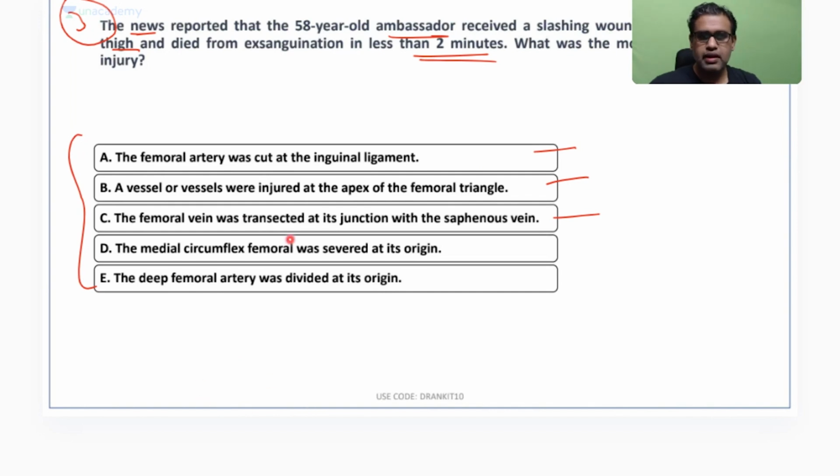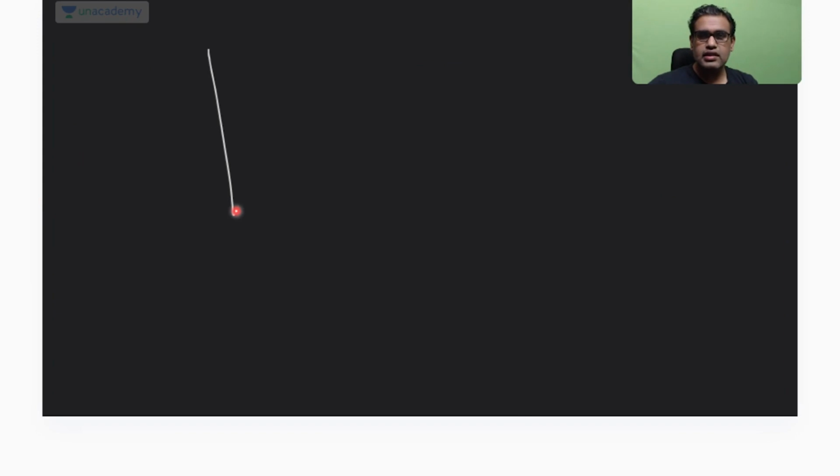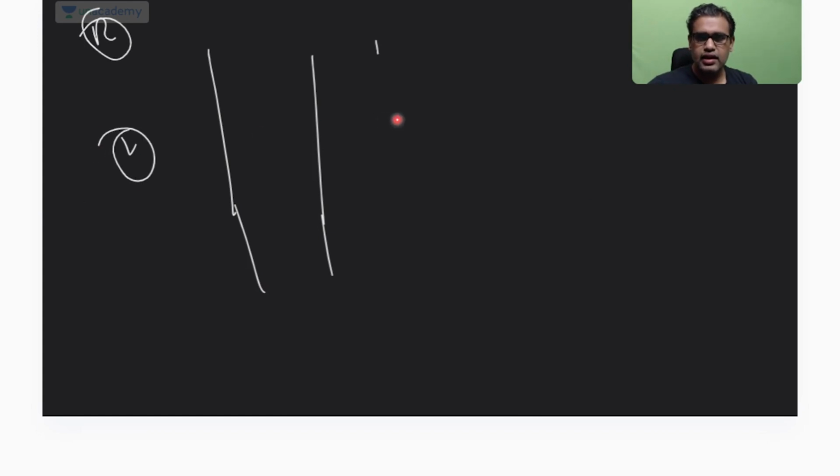The answer is option number B. Let us see how. Now look at this. This is the thigh region. Let us assume the right thigh, with the right side lateral and medial. That is the patella.